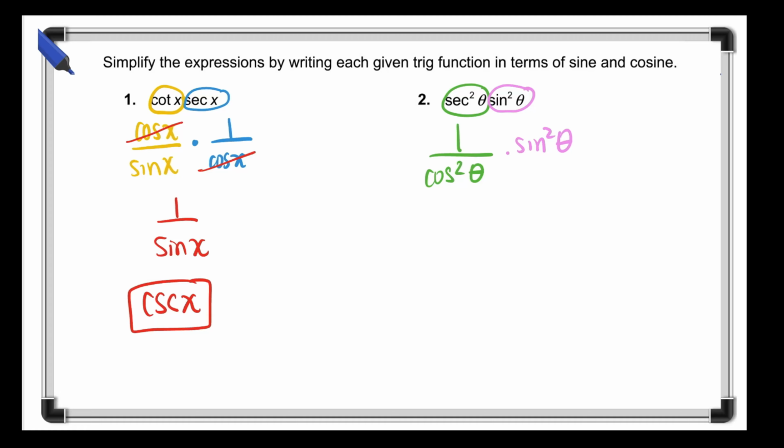However, when I look at my question, I have sine squared of theta over cosine squared of theta, right? Looking at my quotient identities, I know that is the same thing as tangent, but because it's squared, I can write tangent squared theta.